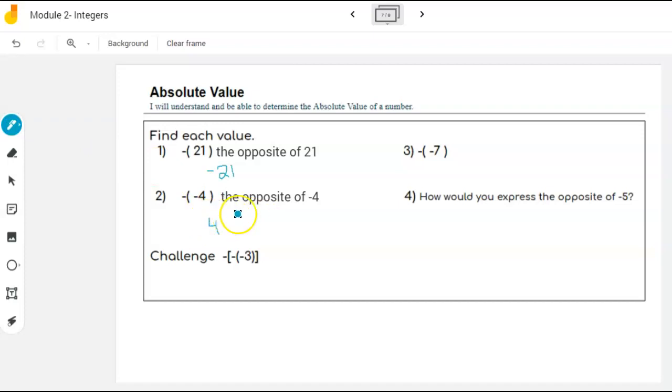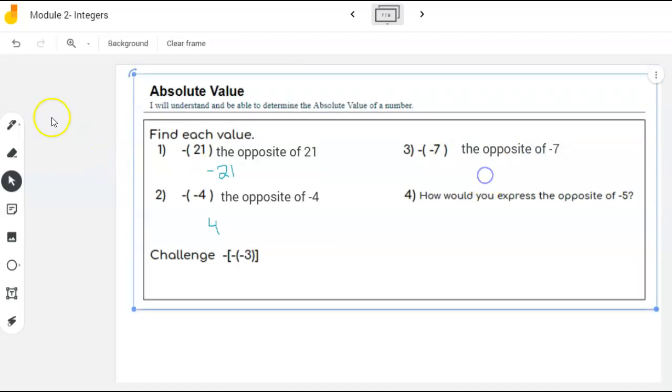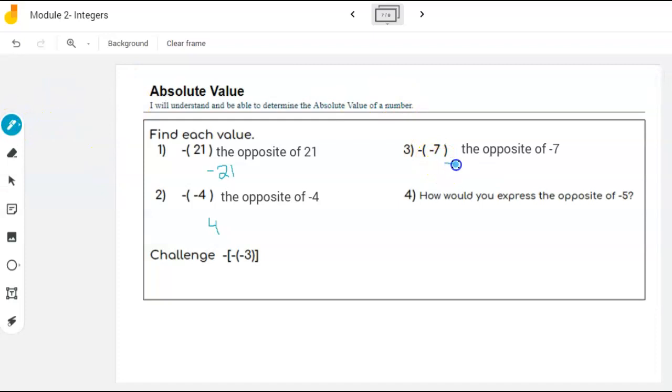Try 3 and 4. Pause it, try it. So this one can be read as the opposite of negative 7, and the opposite of negative 7 is just 7. And how would you express this? Well, we want the opposite, so there's a negative sign of negative 5. And this would be equal to what? 5.